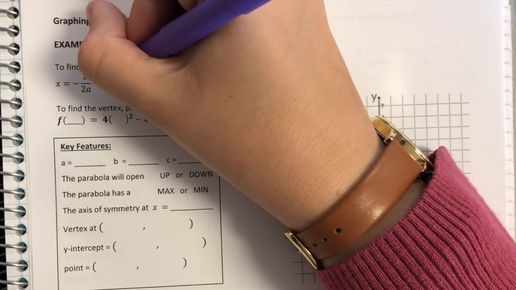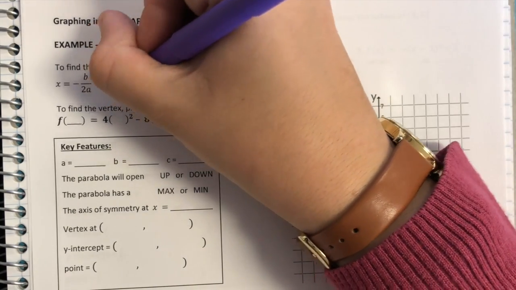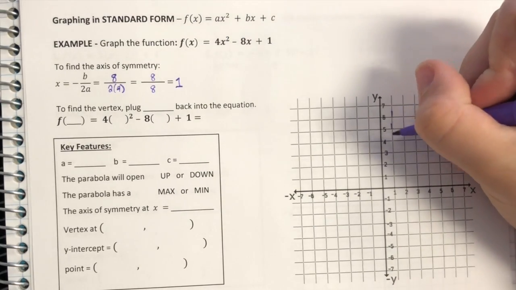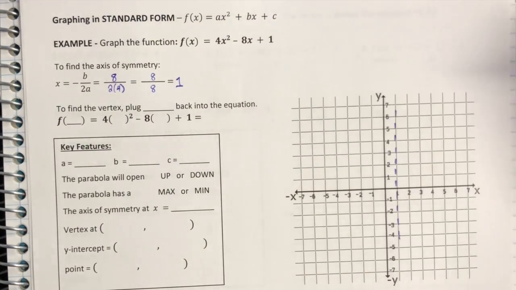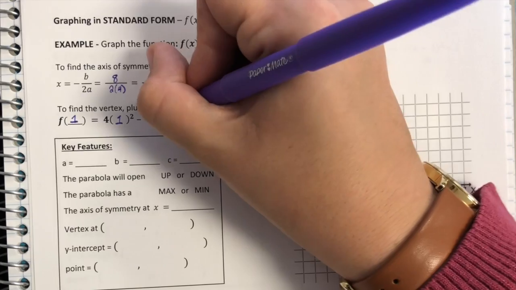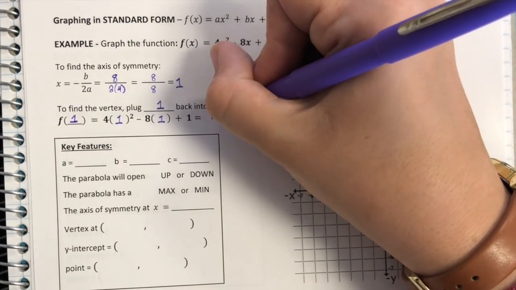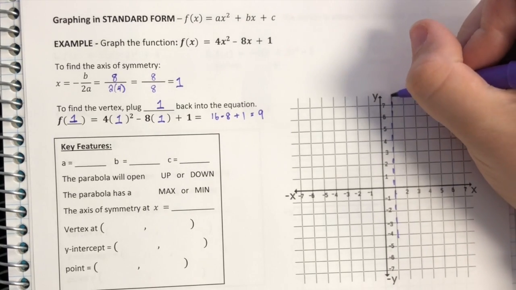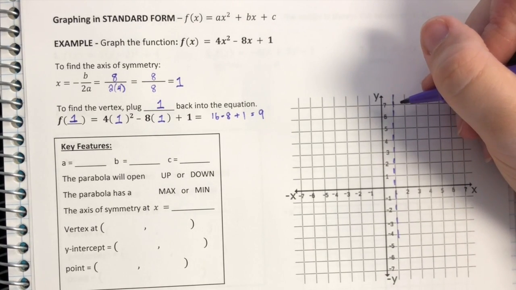Graphing in standard form allows us to utilize coefficients to solve for the axis of symmetry. The axis of symmetry equation is negative b over 2a. So we solve for what that x value is, and then we plug that into our equation in order to determine the y value, and that will tell us exactly where our vertex is.